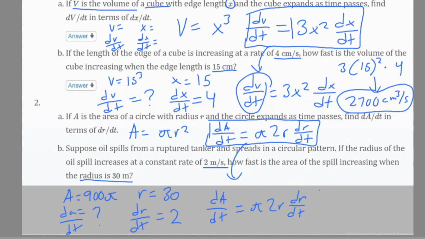So if we plug in everything we know, dA/dt is equal to pi times 2 times the radius, which is 30, times dr/dt, which is 2. If you simplify that, you get 120 pi for dA/dt, which essentially means that given how fast it's increasing and when, the area of the circle is going to be increasing at 120 pi per second. So that would be your final answer, 120 pi.